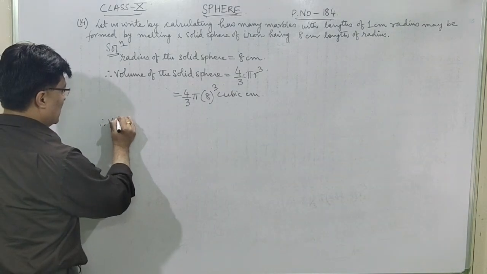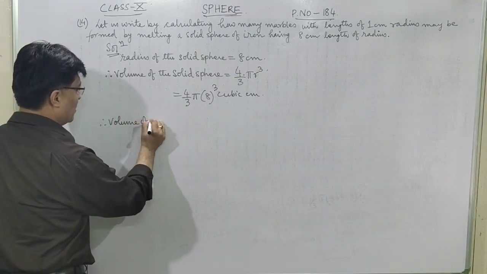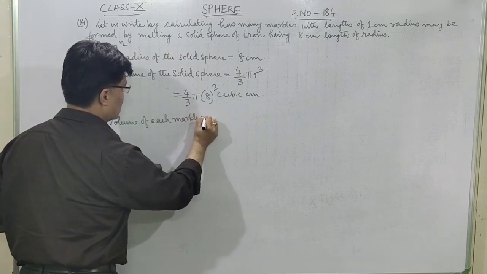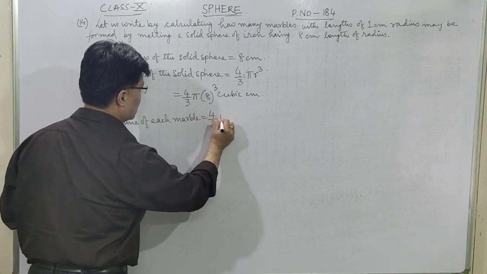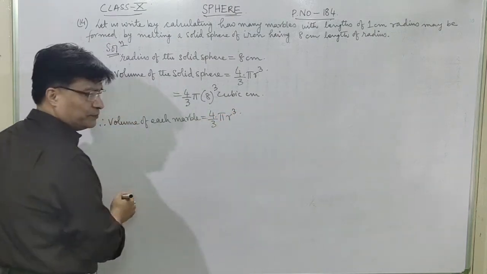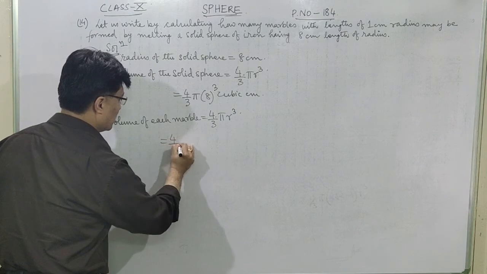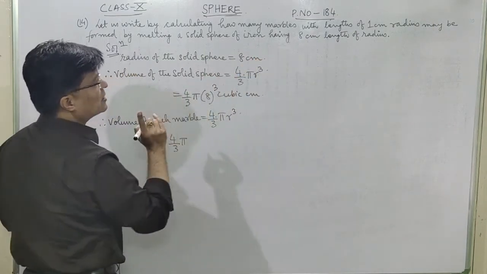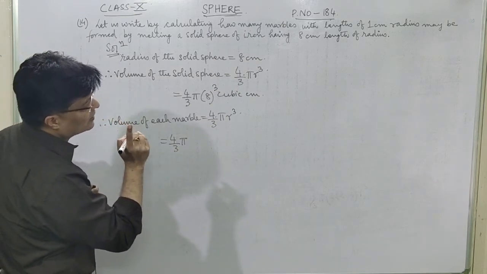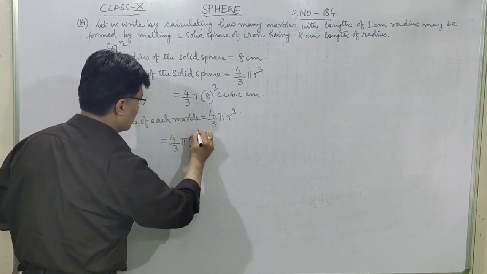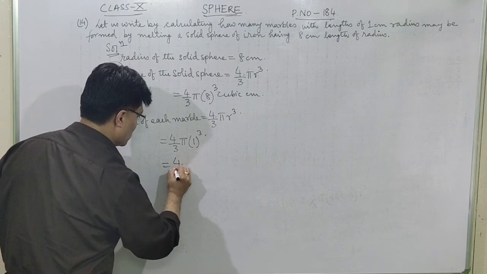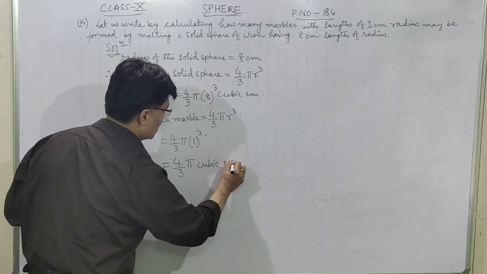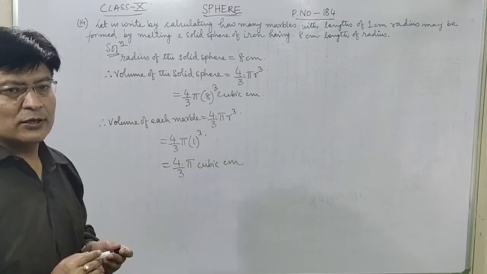Let us find out the volume of each marble. So here also you have to find out the volume of each marble, which is equal to, what is the formula again, this is 4/3 pi r cube, which is equal to 4/3 pi, what is r here, what is the radius of each marble, that is 1, isn't it? So this is 1 whole cube. So this is only 4/3 pi, and the unit here is cubic centimeter.